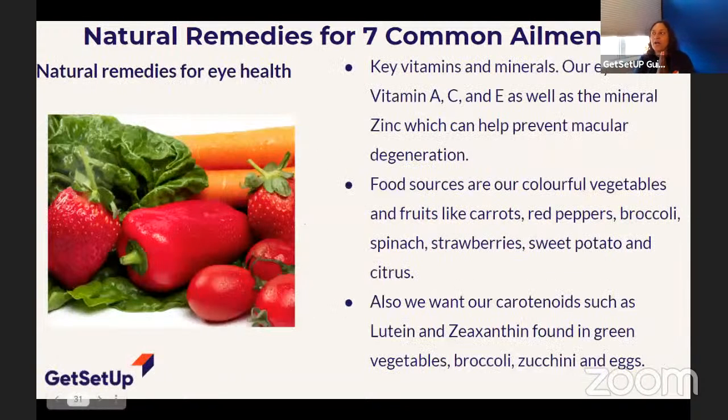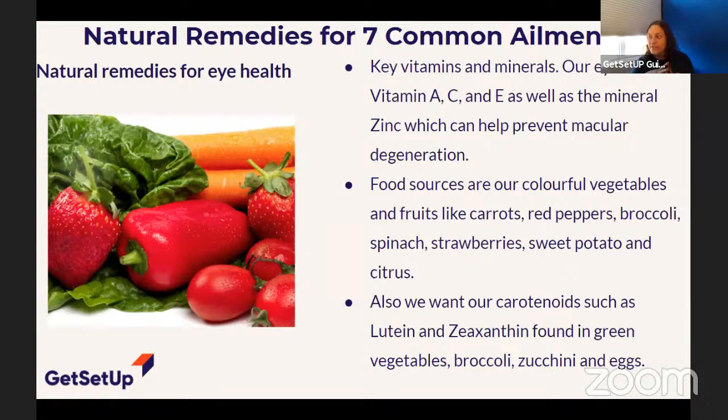So what can we do for our eyes? Key vitamins and minerals are vitamin A, vitamin C, vitamin E. A lot of us are familiar with that in those red foods. The peppers, the strawberries, the carrots give us the colorful stuff, and citrus gives us the vitamin C.